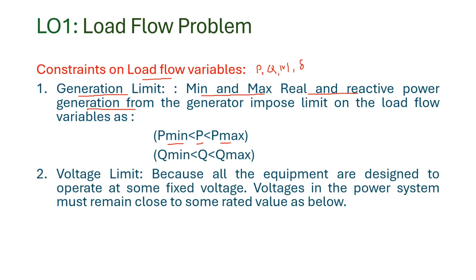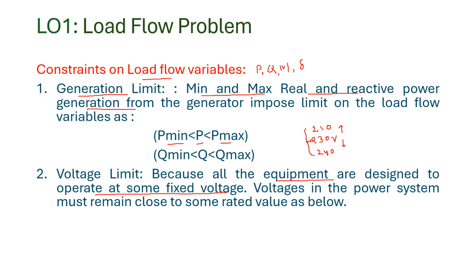The second one is voltage limit. We all know that the equipment in the power system is designed to operate at some fixed voltage. For example, at our home, we are expecting a fixed 230 volt. There may be some variation, like it can go to 440 or it can fall down to 210 also. But this is our fixed value. So there is a certain band, more than 230 and less than 220, but we cannot expect a very high value or very low value. Our equipment is not designed to operate at that voltage.